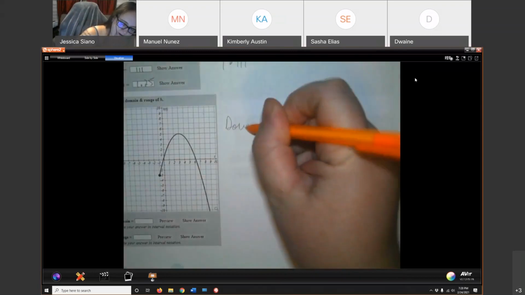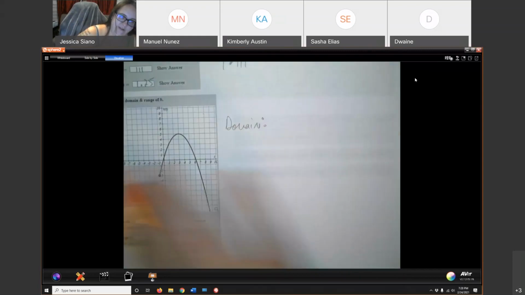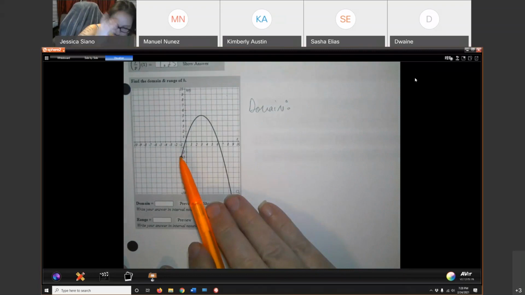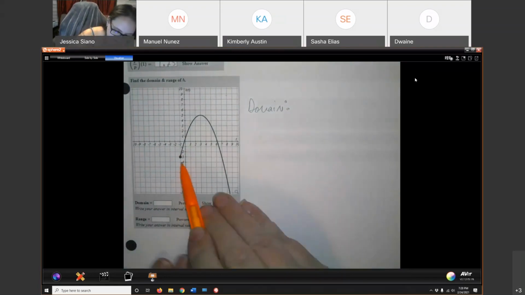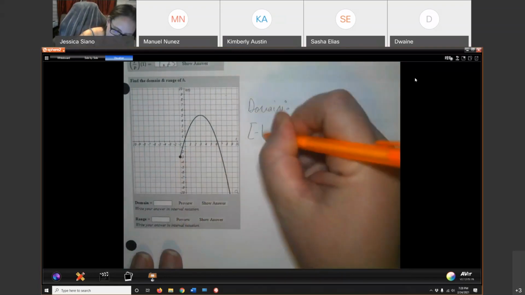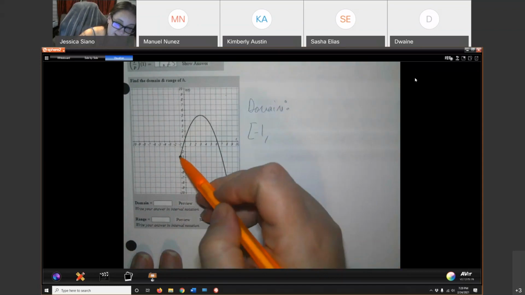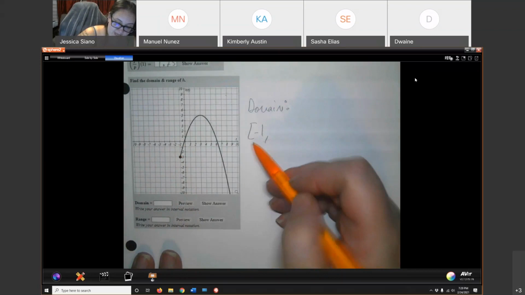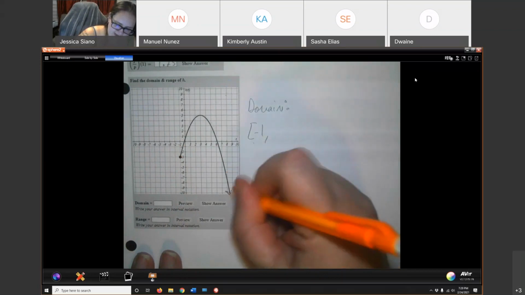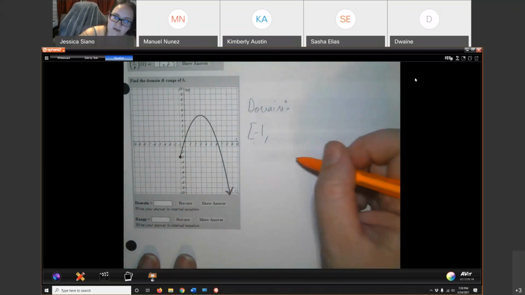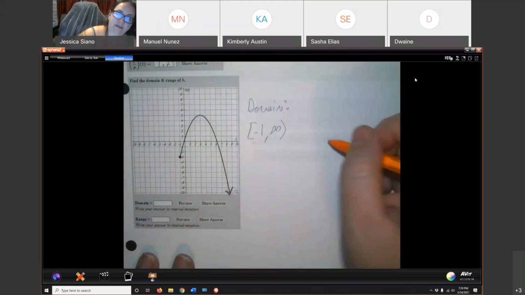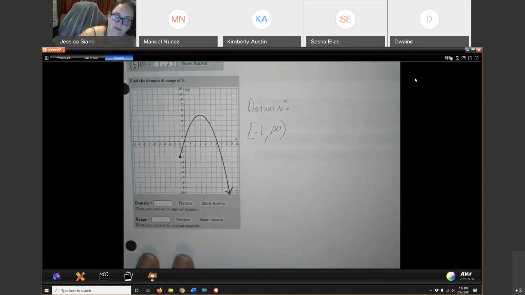Now, domain, remember, is your left to right. So from left to right here, we're on the left starting at -1, and that's at a closed dot. So that gets a bracket. And then if there is no dot, then there should be an arrowhead. So on the right, this is going to keep on going forever. So on the right, we put an infinity.